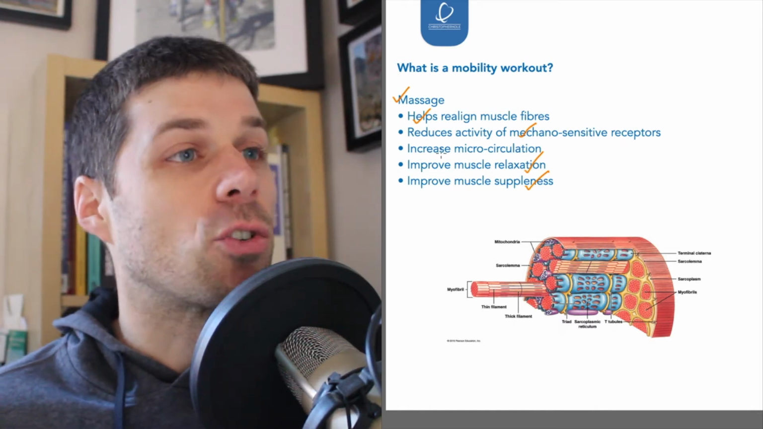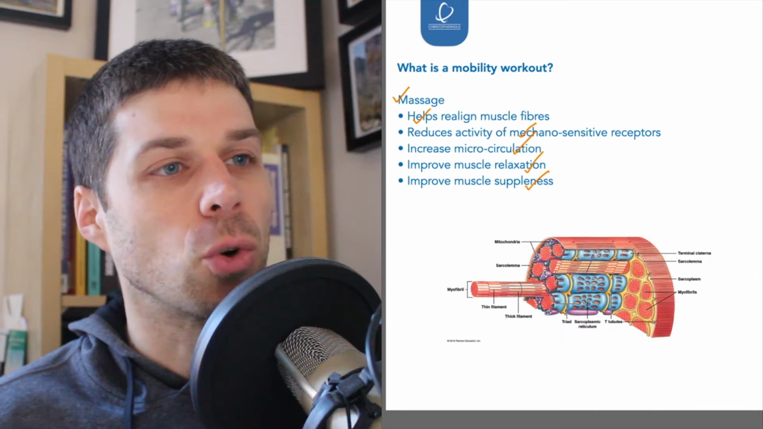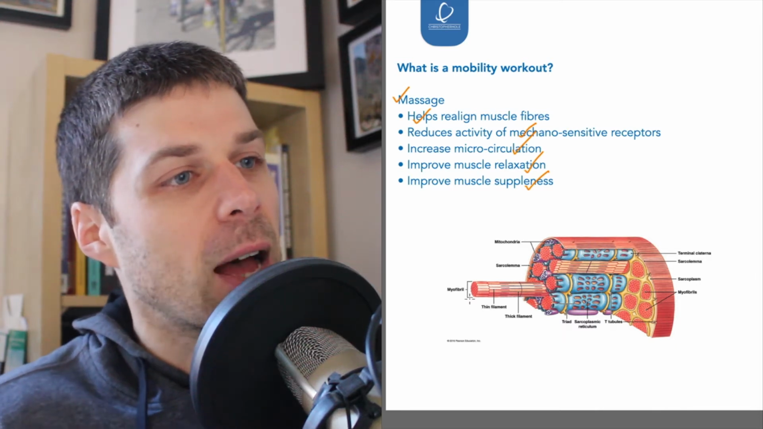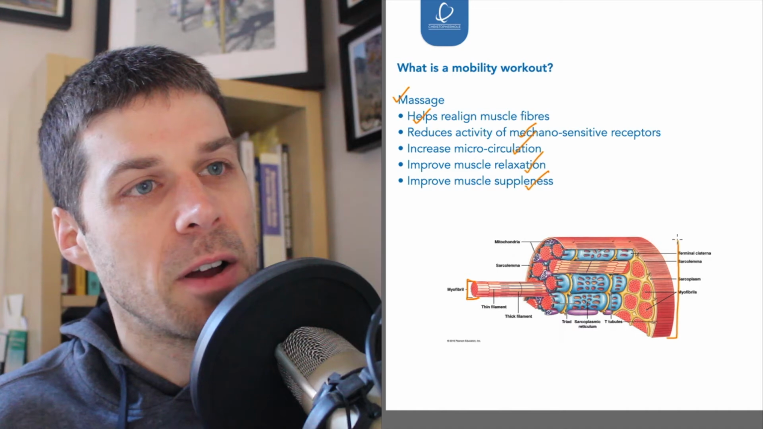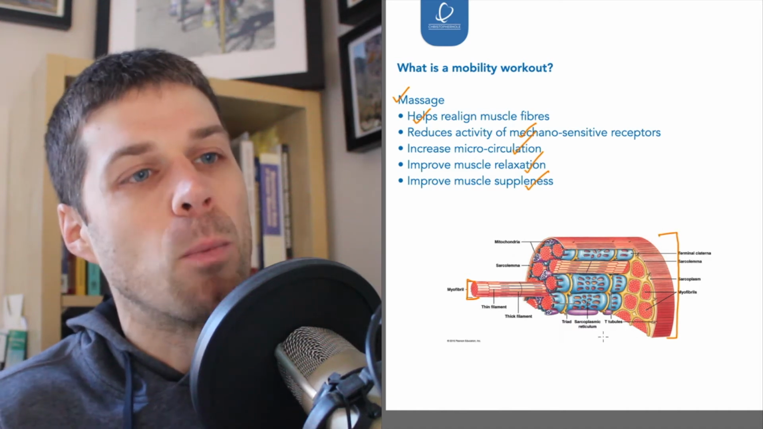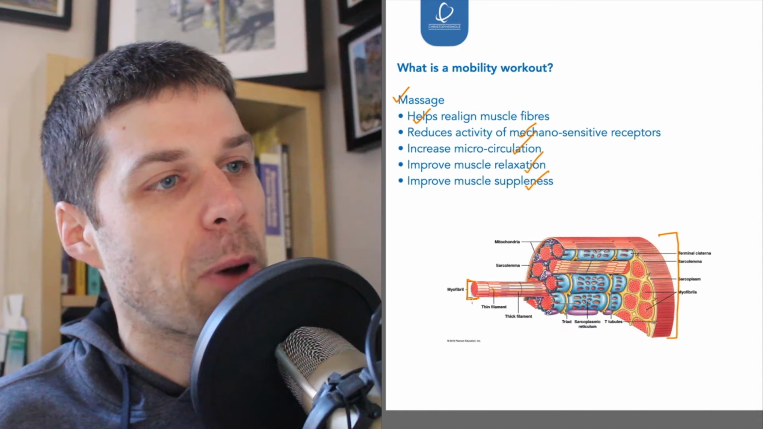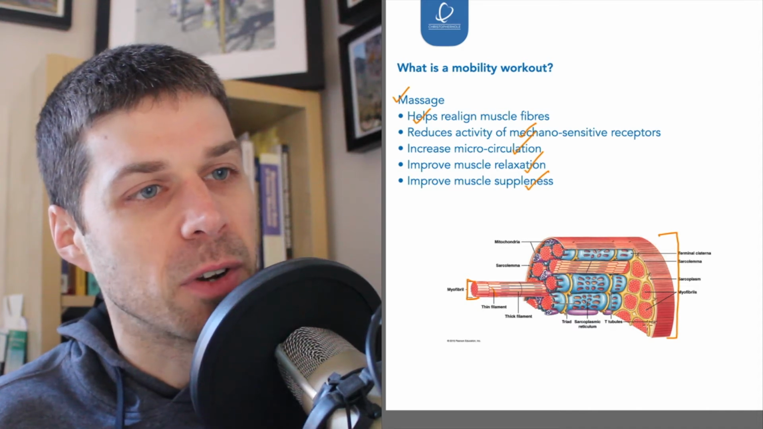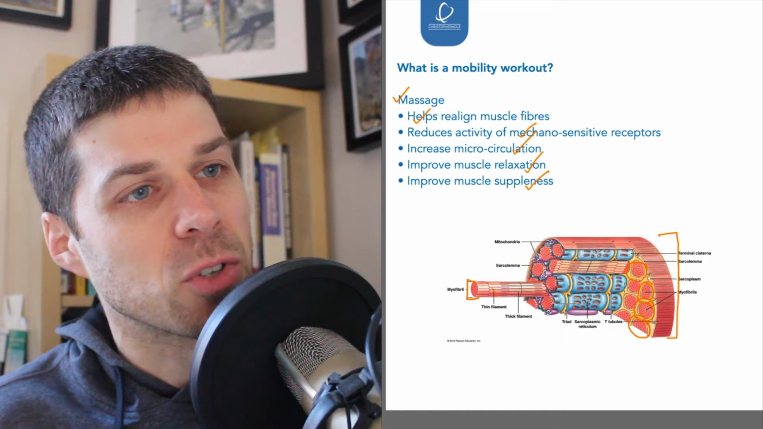And then increases the microcirculation. So when we have tightness in a joint, you can see here myofibrils. This here will be a muscle fiber as a whole, and then what makes that muscle fiber up are these myofibrils. So you can see one poking out here, and then you've got all the different myofibrils here that make up the muscle fiber.